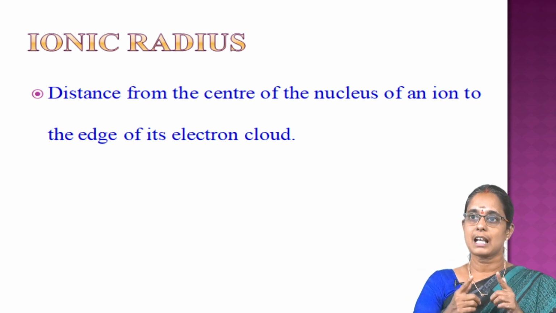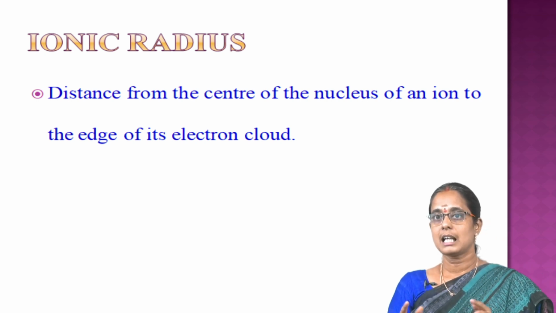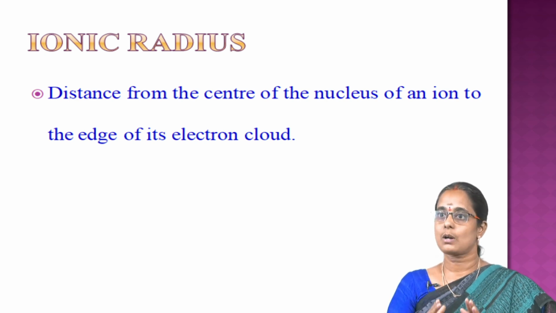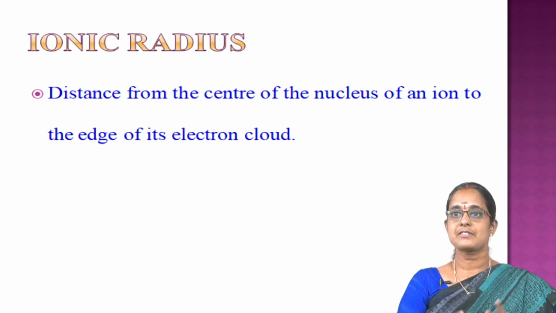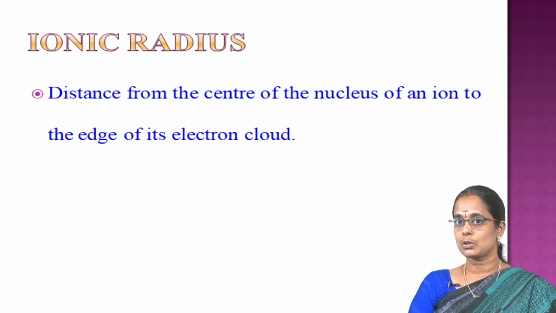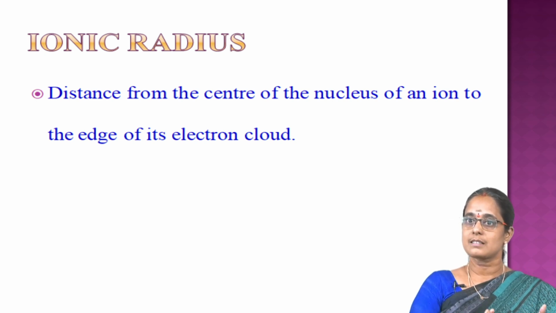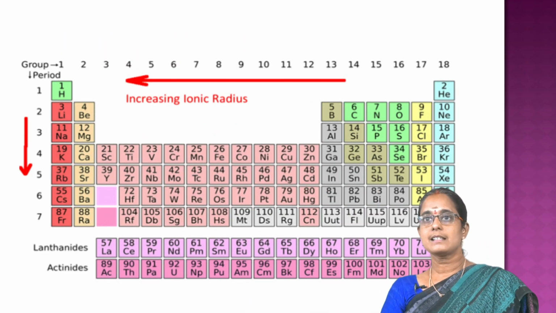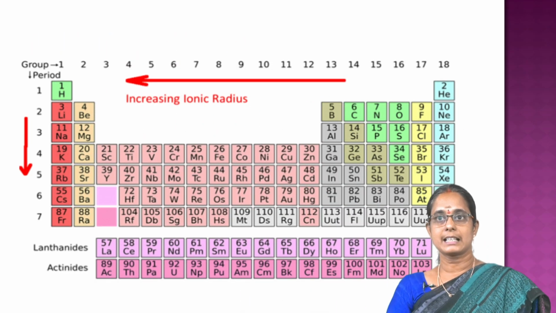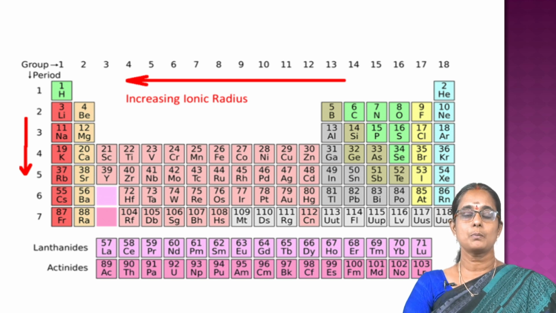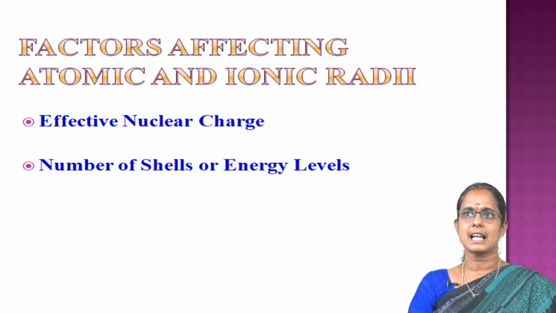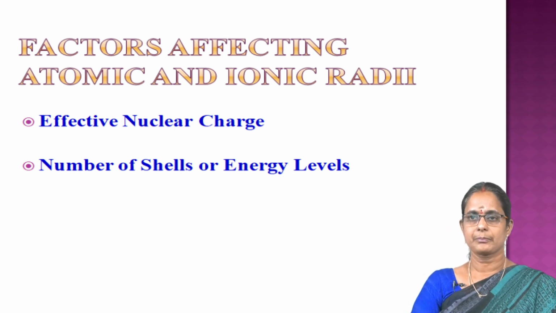In going from left to right in a period, there is a pronounced and progressive decrease in ionic radii. As we move from top to bottom in a group, there is a progressive increase in ionic radii. So the ionic radius decreases from left to right, and in a group it increases from top to bottom. What are the factors affecting the atomic and ionic radii?